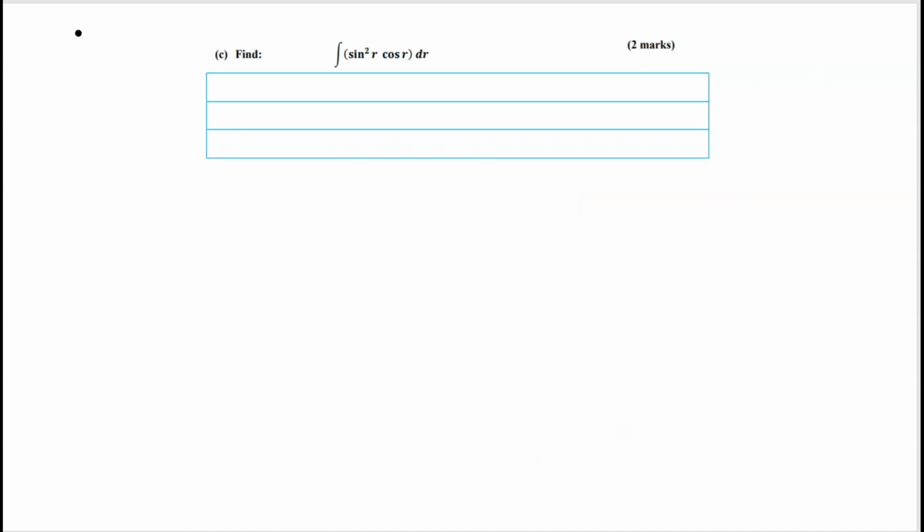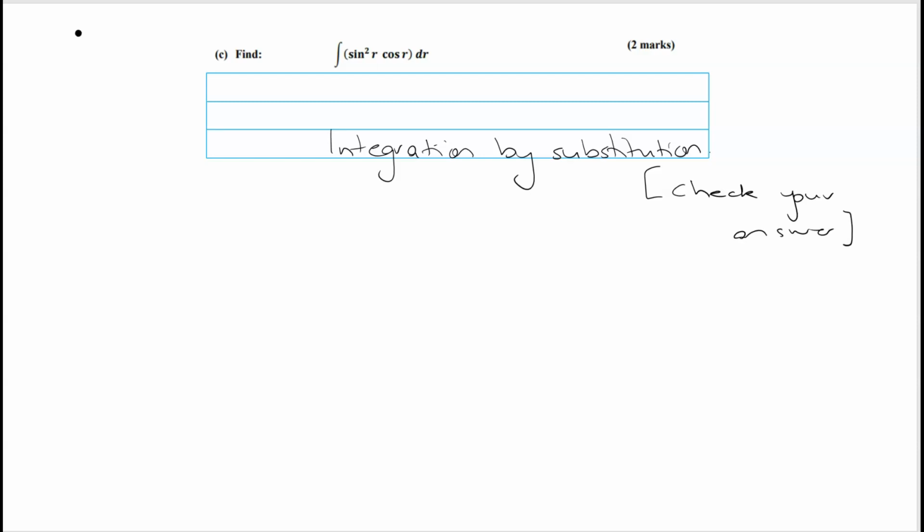This one required you to recognize that the only way you could do it was by substitution. So it's integration by substitution. And no matter which other way you tried it, if you had checked your answer it wouldn't have been correct. So this is the only way that you can do it.